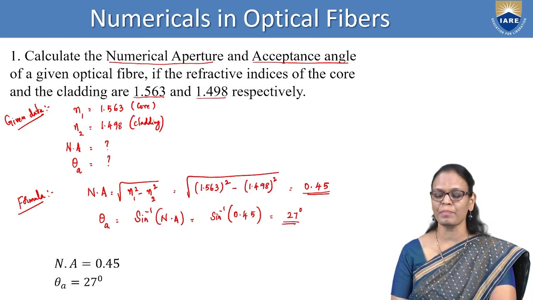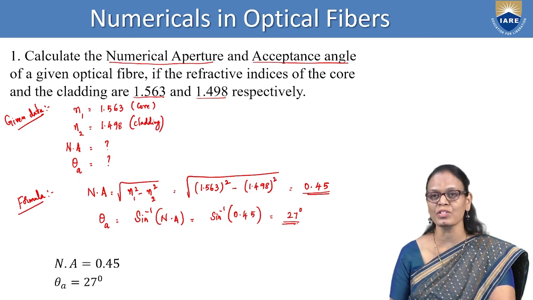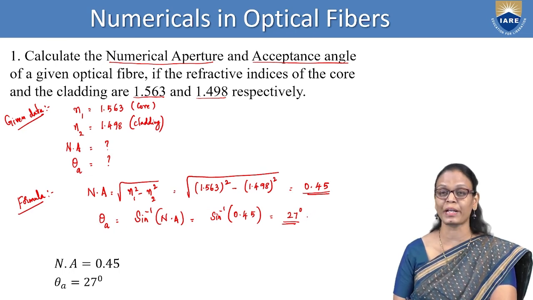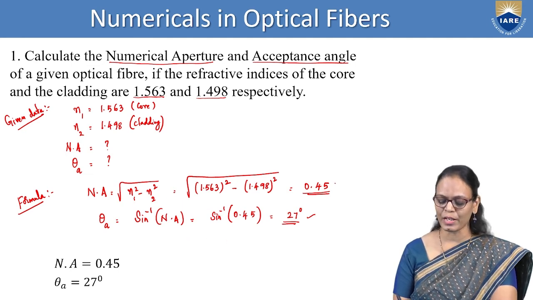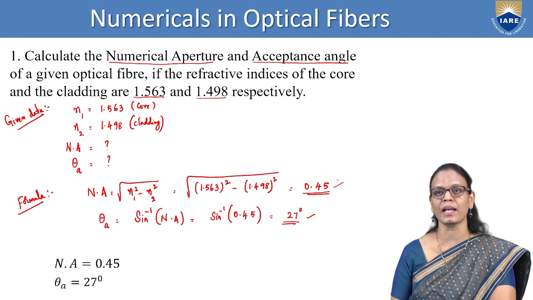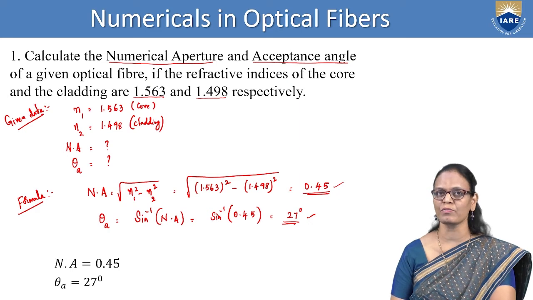So acceptance angle means the angle at which it has to be launched inside the fiber for it to propagate very easily through the optical fiber. And the numerical aperture tells us about the light gathering capacity of the optical fiber.